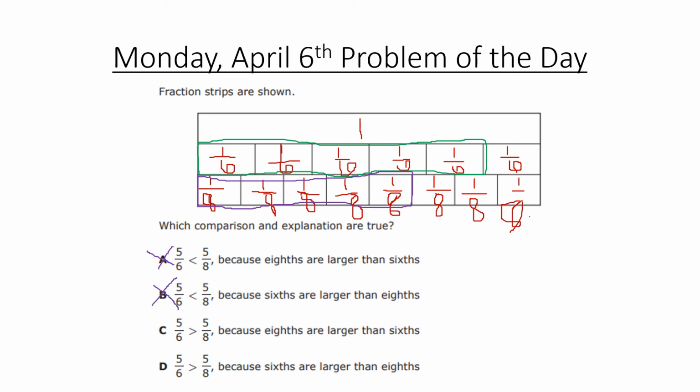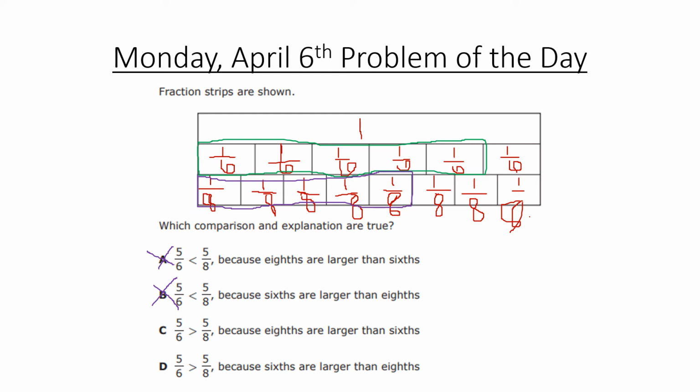Now I only have to deal with looking at 2 answer choices. Let's look at answer choice C. Answer choice C has the alligator mouth facing the correct direction. I know that 5 out of 6 is larger than 5 out of 8. Answer choice D also has the alligator mouth facing 5 out of 6. So this is also saying that 5 out of 6 is larger than 5 out of 8. Okay, before I decide which one is correct, I need to read the explanation to see which sentence is true.